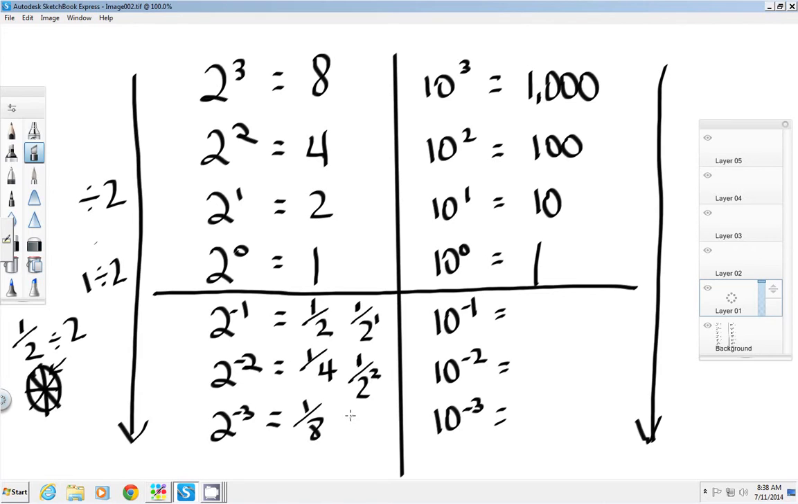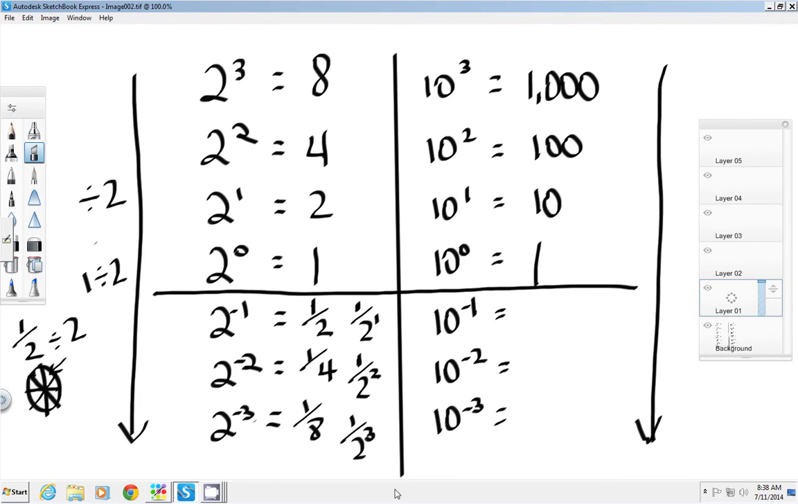Well, what's 1 over 8 really? It's 1 over 2 to the third power. Now you can really see a relationship between positive exponents and negative exponents. Well, let's go over here and think about what happens here.